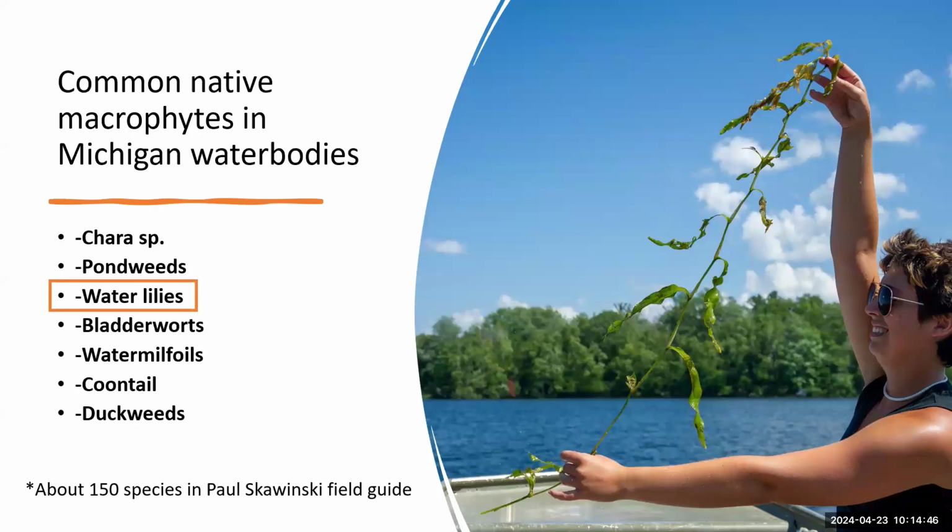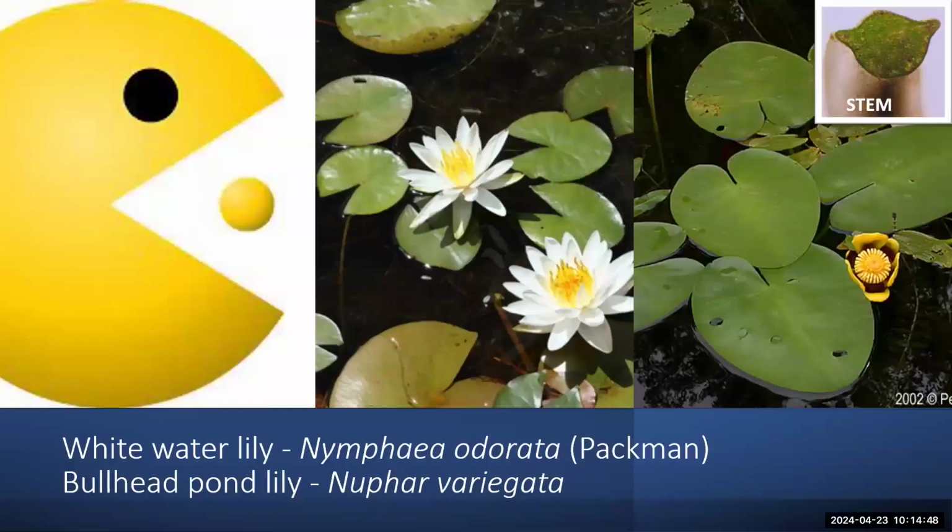All right, let's talk about water lilies. I'm going to talk about two kinds: white water lily, Nymphaea odorata, and bullhead pond lily, Nuphar variegata. White water lily has these white flowers, very beautiful. And when you see the leaves, to me, I think they look like Pac-Man. Whereas you compare that to bullhead pond lily, it's more rounded. You don't have that pronounced Pac-Man mouth.